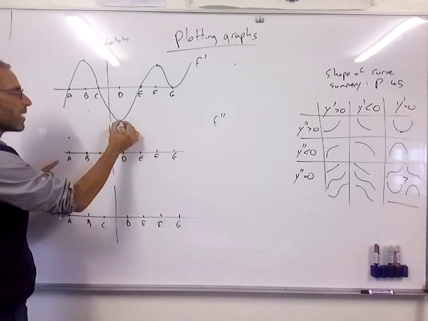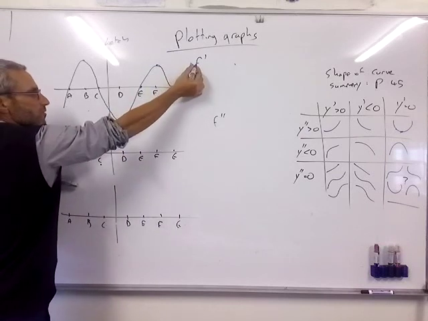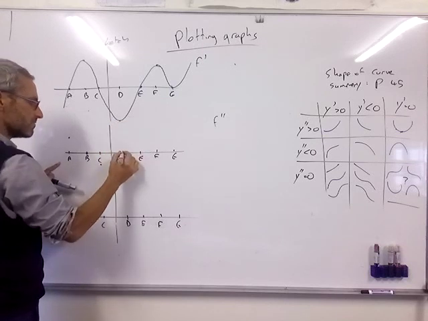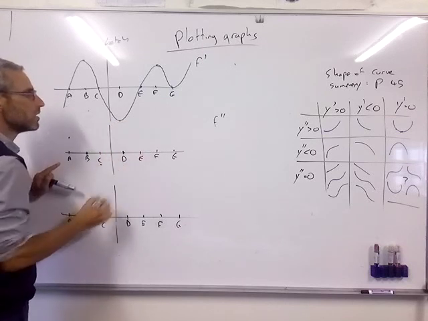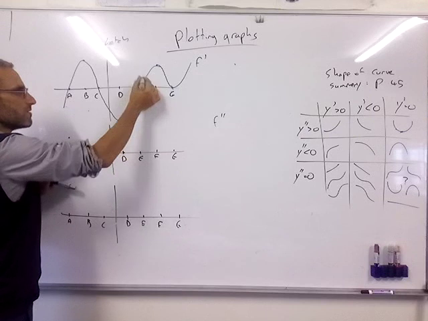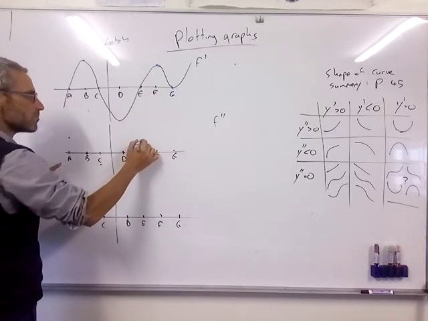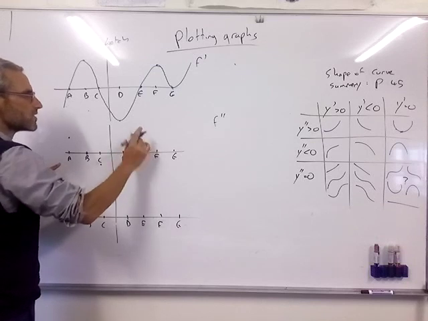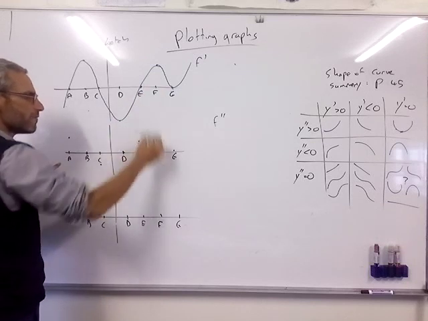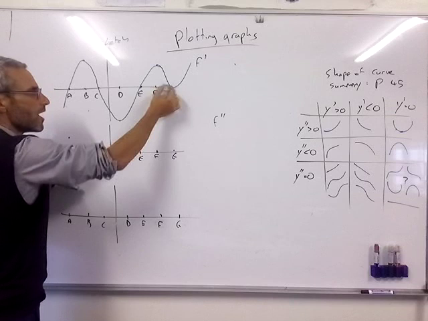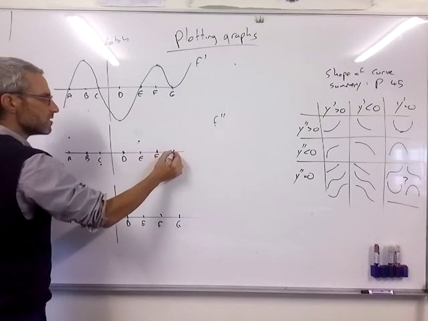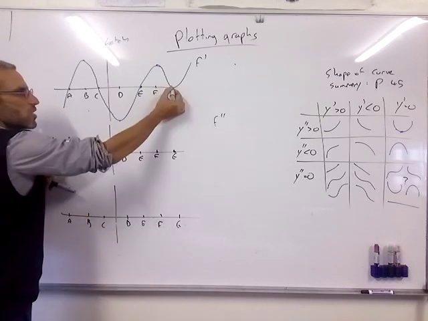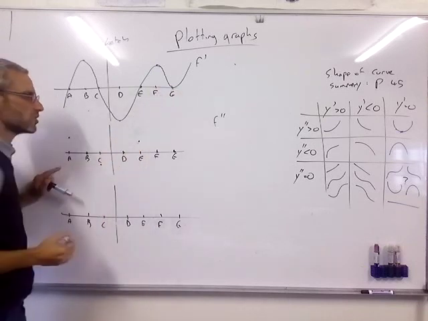At D, we have a very low value for the first derivative, but it's stationary, so the second derivative now is 0. E, the first derivative is increasing, so the second derivative is positive. Obviously, I don't know if it's here or there. That's why we call it a sketch. And at G, the second derivative is also 0, because it's a stationary point. The first derivative doesn't change.